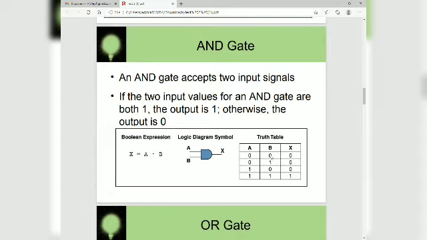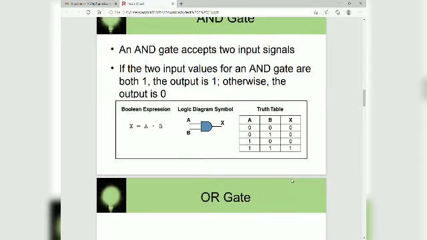If A equals 0 and B equals 0, then output is equal to 0. If A equals 0, B equals 1, then output is 0. A equals 1, B equals 0, then output is 0. If A equals 1 and B equals 1, that is both inputs are 1, then output X equals 1. This is about the AND gate.